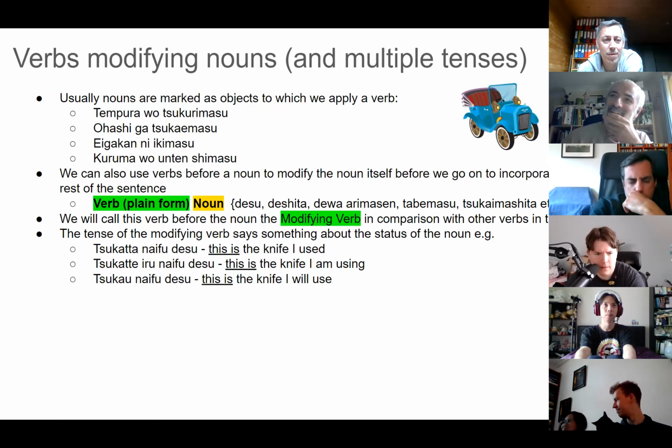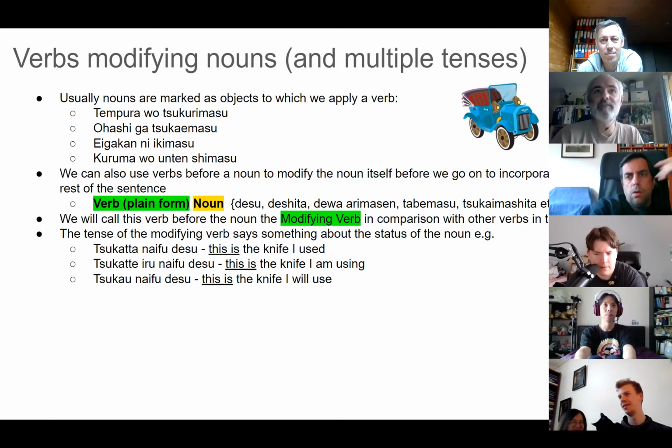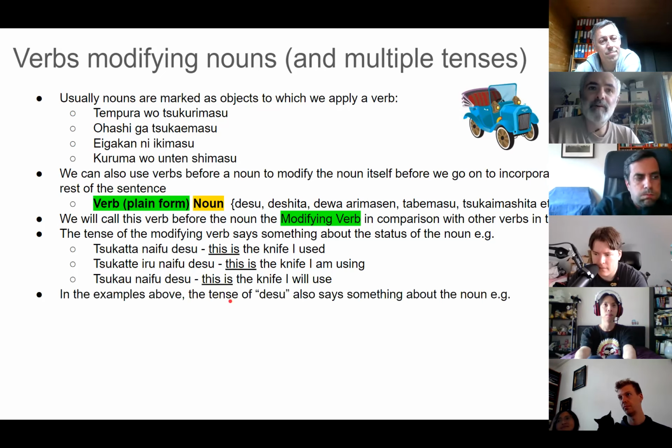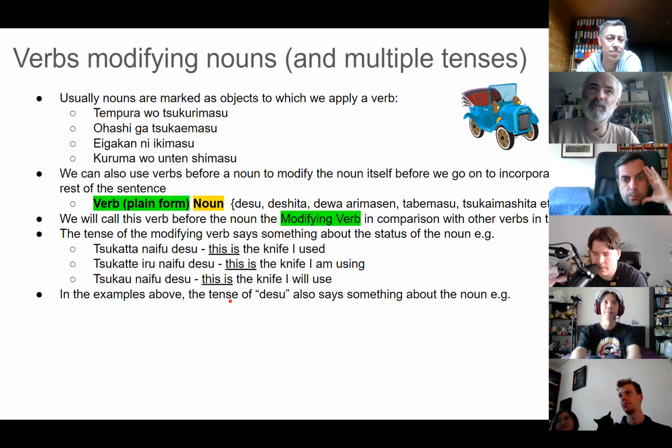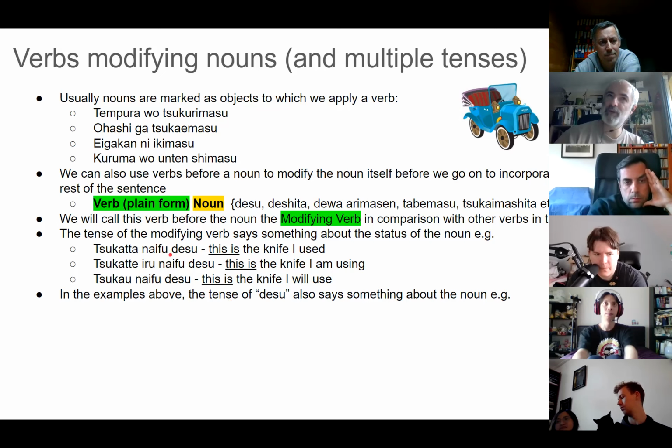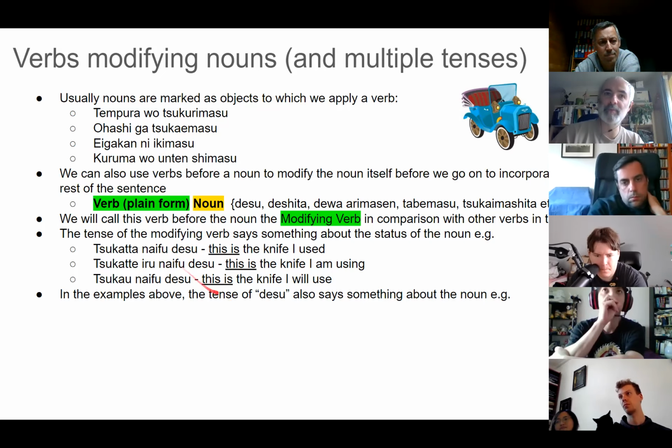Nobody? Okay, it's when we use something on a regular basis. So this is the knife I always use, would be tsukau knife desu. Yeah. In the examples above, the tense of desu also says something about the noun. So whether or not I use desu here also kind of reflects on the description of this thing.